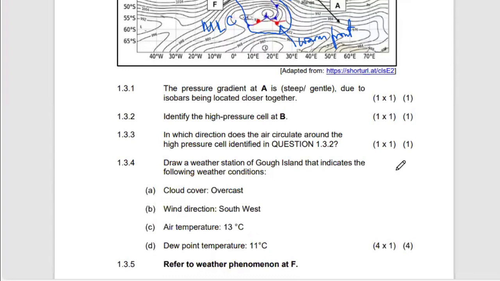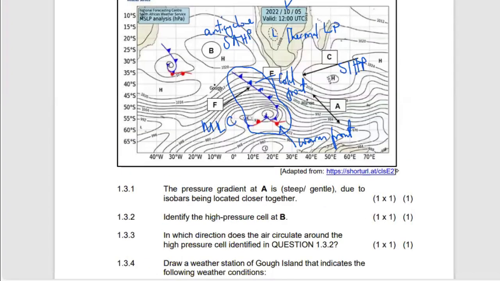The pressure gradient at A, is it steep or gentle? Let's check at A. We are seeing this line drawn here at A. Let us analyze the isobars which are crossing along the line at A. If our isobars are close to each other like this, it implies that it's a steep gradient. And a steep gradient gives us strong winds. The winds blowing between those two places, from high pressure to low pressure, will be very strong because the gradient is steep.